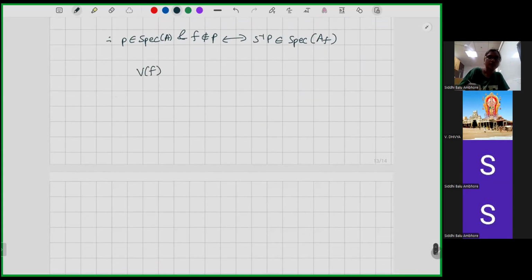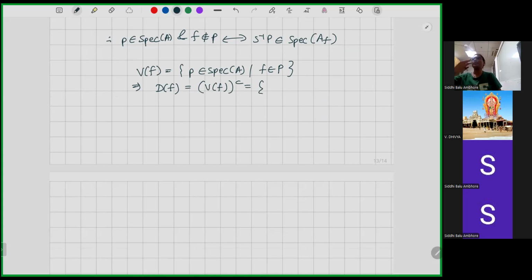And what is V of F? It is the set of P such that F is in P, and D of F is the complement of V of F. We first defined V of F, and using V of F we defined D of F, which gives me the P in Spec A such that F doesn't belong to P. So this D of F is in one-to-one correspondence with Spec A_F.